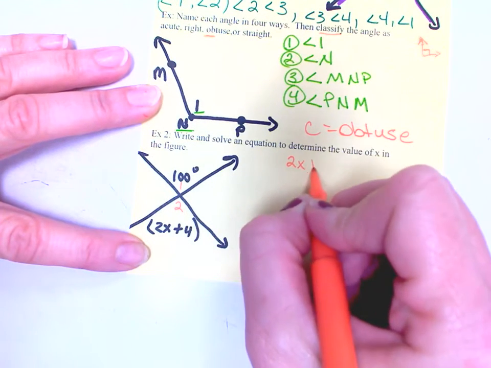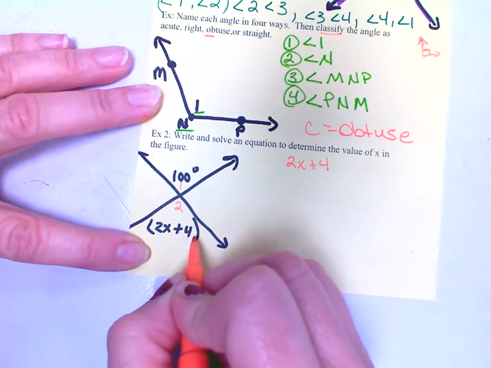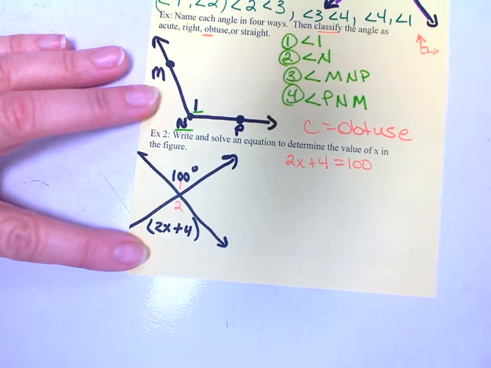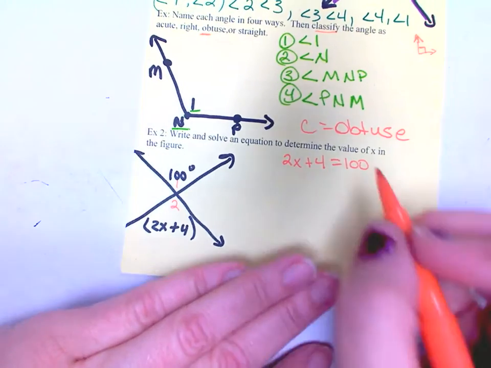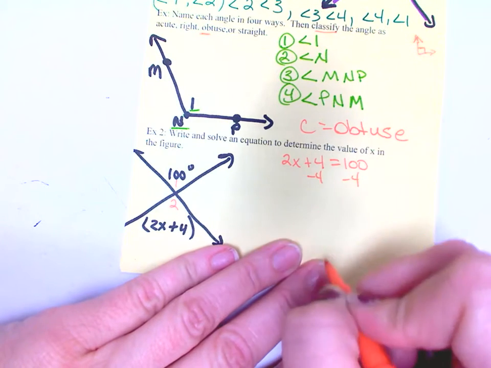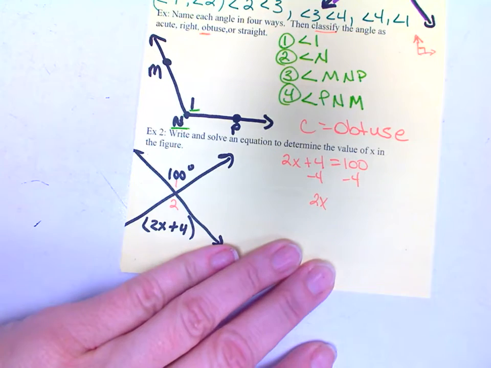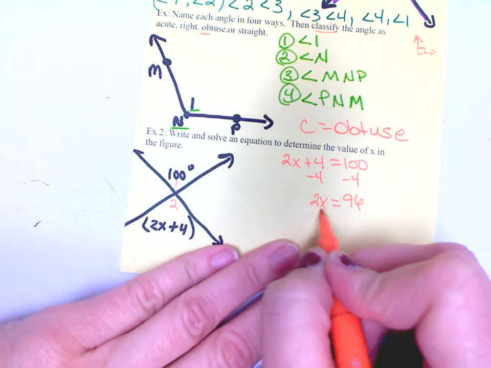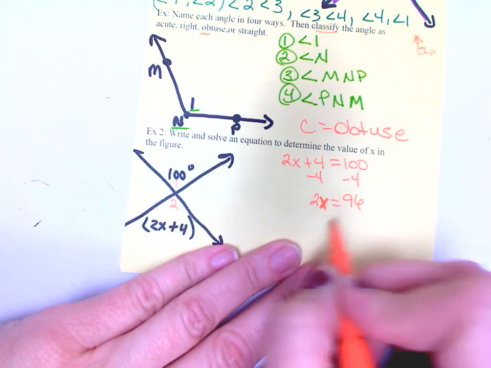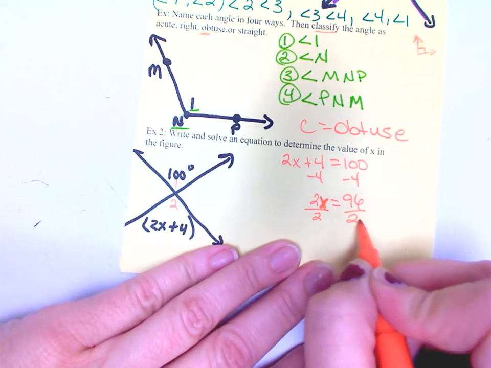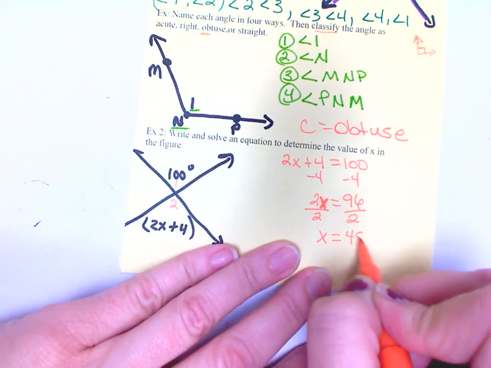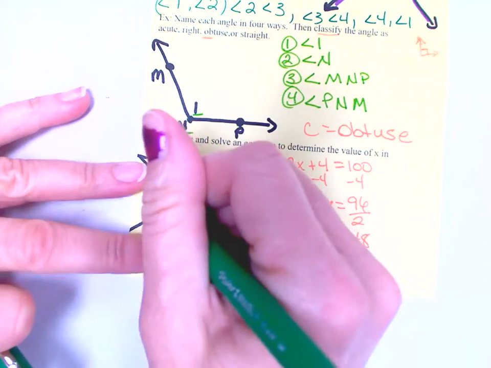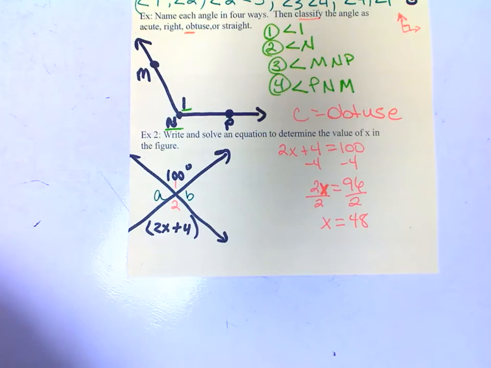So I can write 2x plus 4, that's this angle, equals 100. Our first step is to subtract 4 from both sides. Leaves you with 2x equals 96. The next step was to get it away from the variable, so I need to divide. x equals 48. Okay, let's look at these other angles. Let's label them A and B.